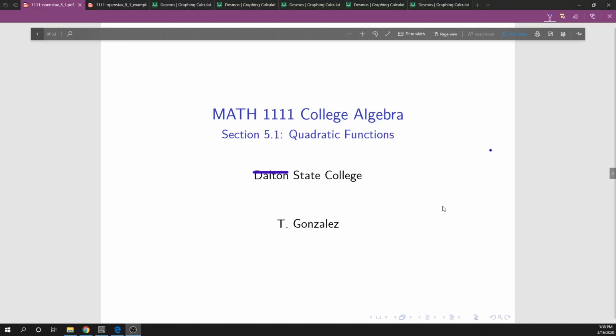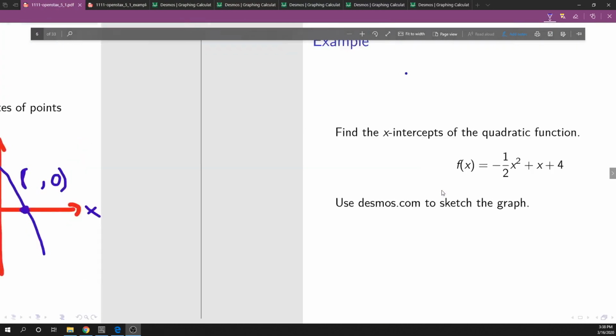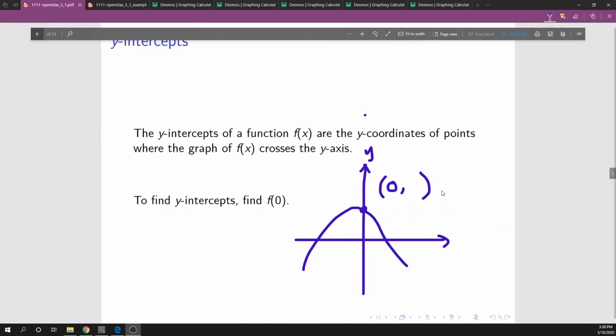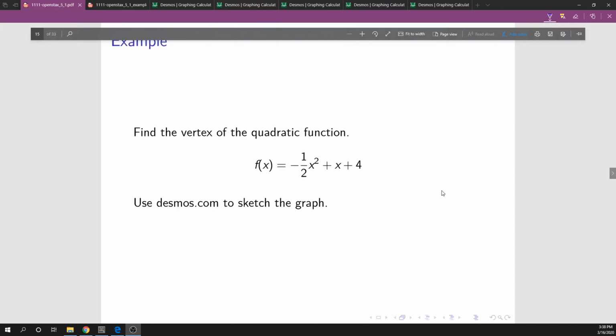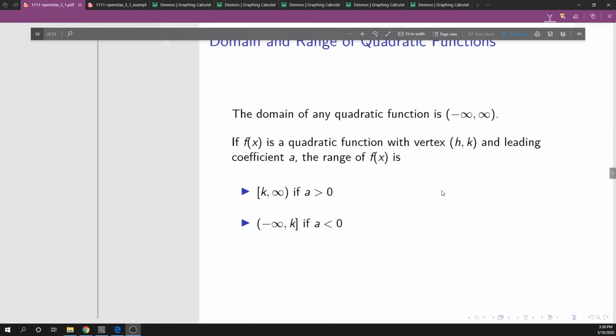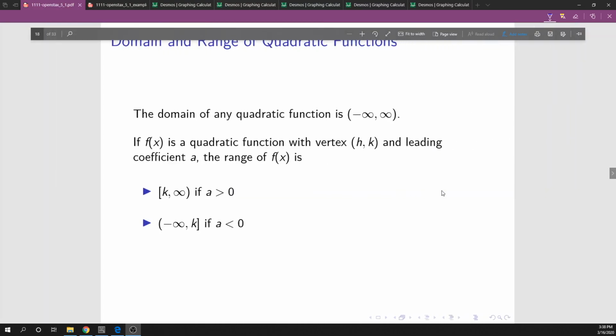All right, in this video, we're going to continue talking about quadratic functions. And specifically, we're going to talk about the domain, range, extreme values, and axis of symmetry. Okay, so the domain first. The domain of any quadratic function is negative infinity to positive infinity. That is all real numbers.